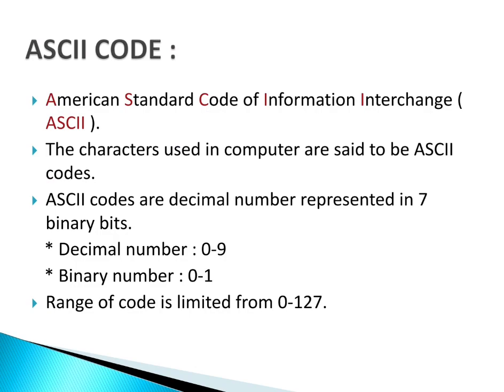Then what is ASCII code? First of all, each and every character which we are using in our computer needs a particular code, that is ASCII code. Full form of ASCII code is American Standard Code of Information Interchange. These ASCII codes contain decimal numbers, which is represented in 7 binary digits.